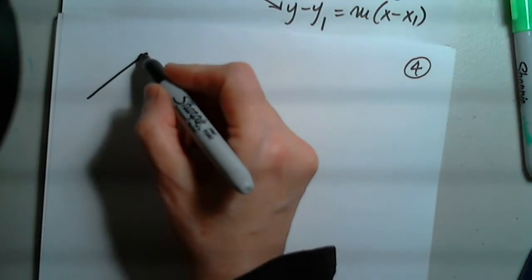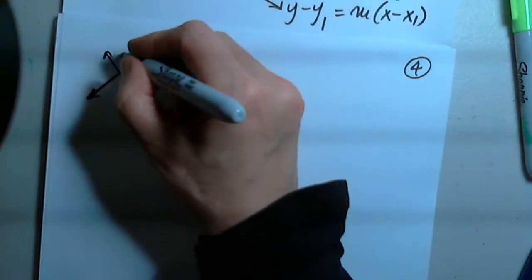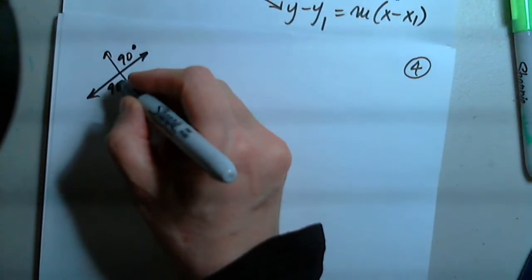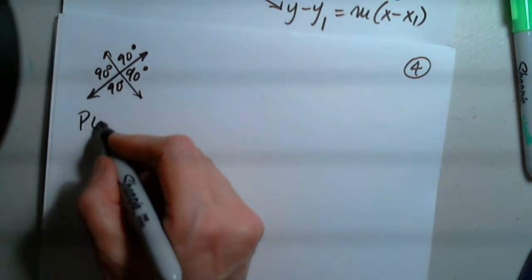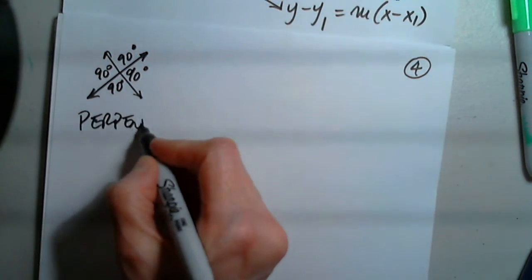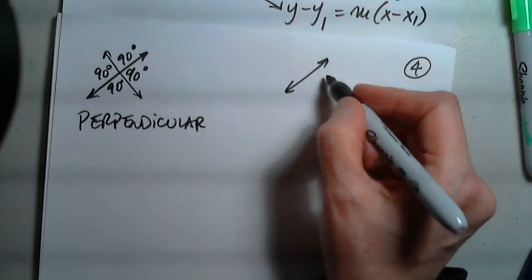Okay, the other thing I would like to review is perpendicular and parallel lines. So here there are 4 90-degree angles. So perpendicular. And of course parallel.